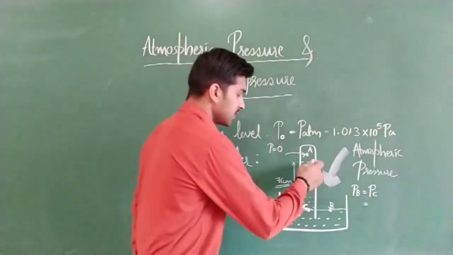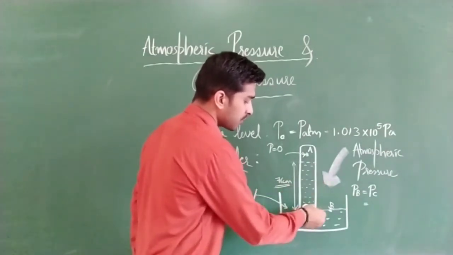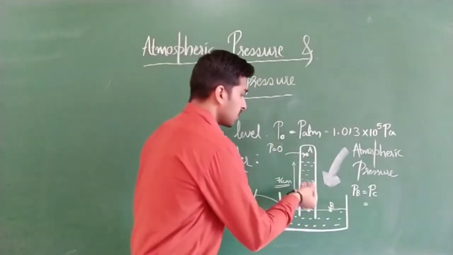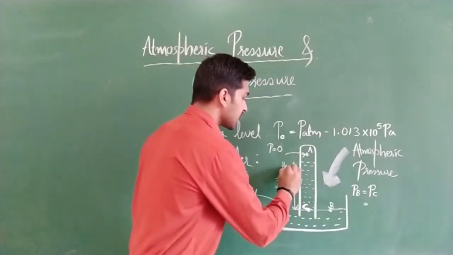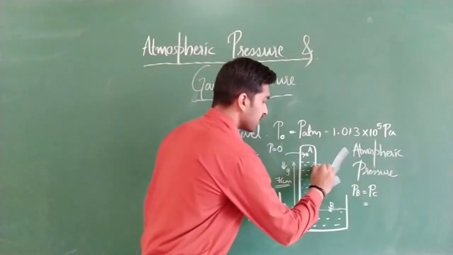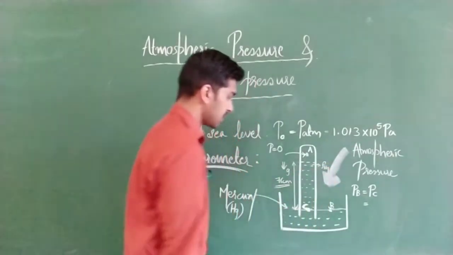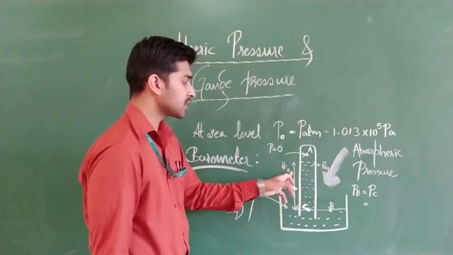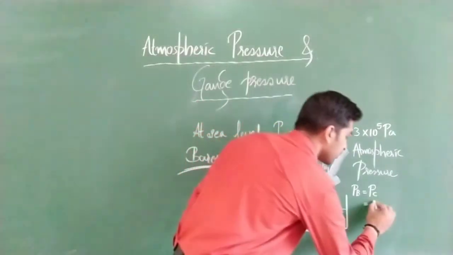Density of this liquid. Just assume at this point C, what is the pressure? Pressure due to this column, and that's all. Correct? Here pressure is 0. Acceleration due to gravity acts in the downward direction. Density of this liquid, density of mercury, density of Hg. At this point, the height is nothing but 76 centimeter. Acceleration due to gravity g, and density of mercury. So what can we write? It is nothing but what?